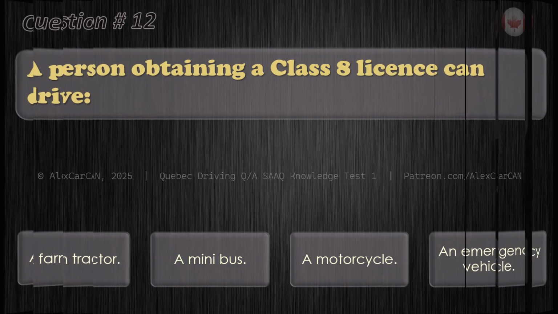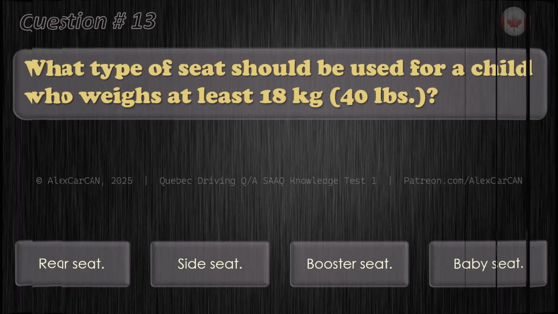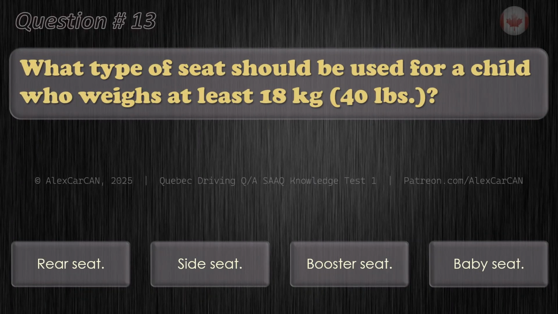Question number 12. A person obtaining a Class 8 license can drive a farm tractor, a minibus, a motorcycle, an emergency vehicle. The correct answer is a farm tractor. Question number 13. What type of seat should be used for a child who weighs at least 18 kilograms? Rear seat, side seat, booster seat, baby seat.